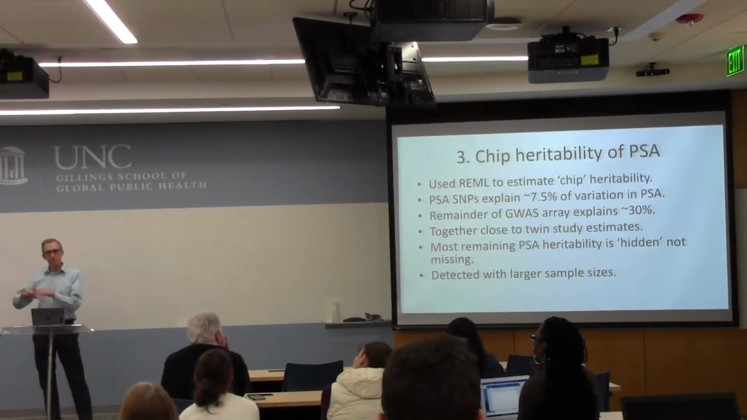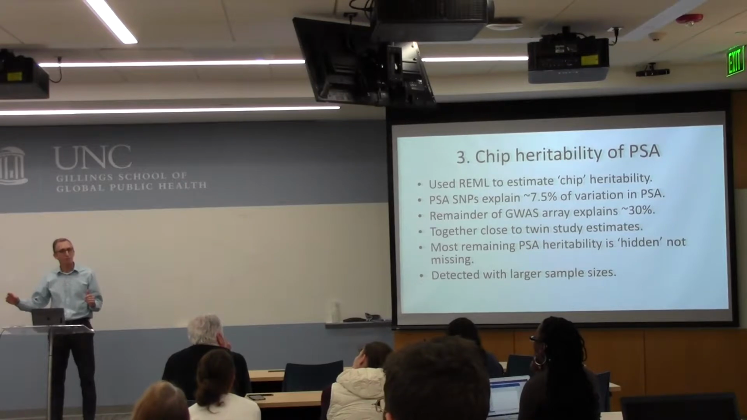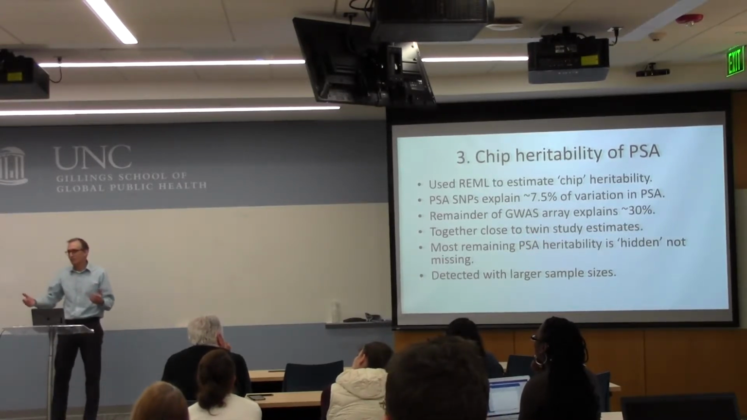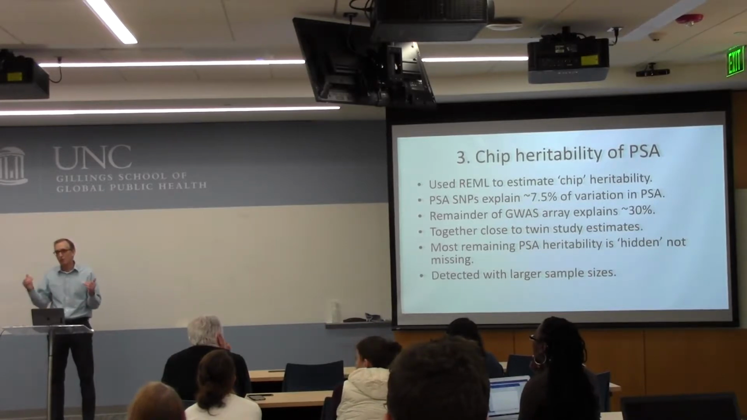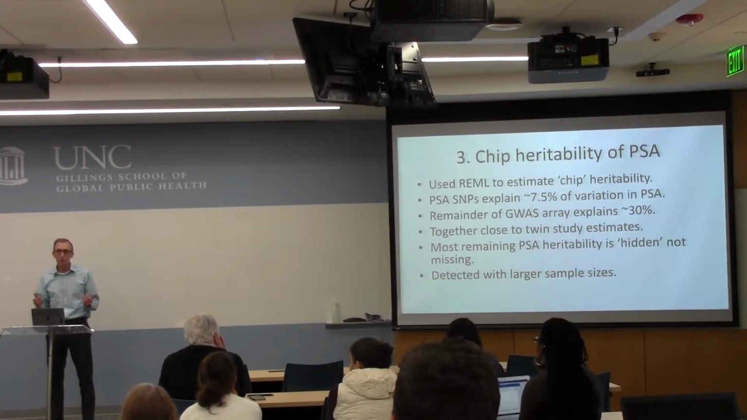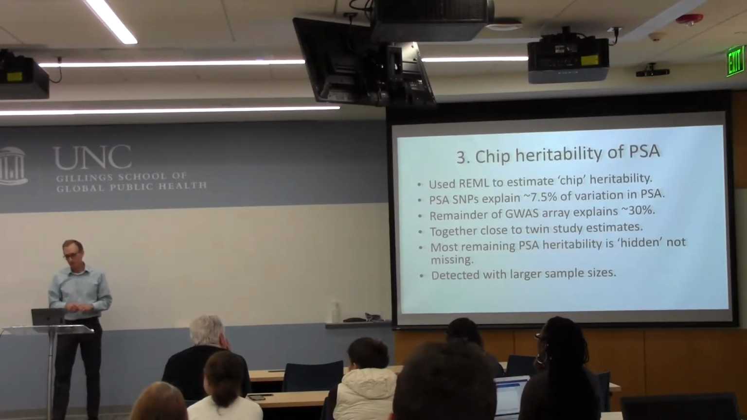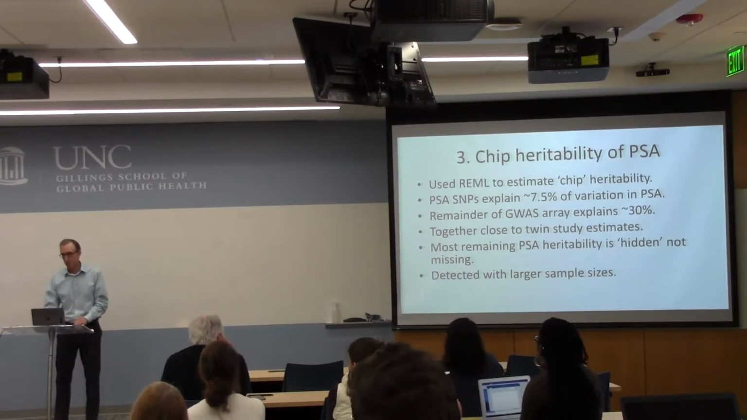And unfortunately, the paradigm in genetics is so testing-based that people just ignore all of that. But when you calculate this chip heritability, you say, no, it's not missing. It's just hidden. You didn't have power to have it cross the threshold, but it's there. And if you increase your sample size, you'll explain more and more. And this is what we've seen in genome-wide association studies.